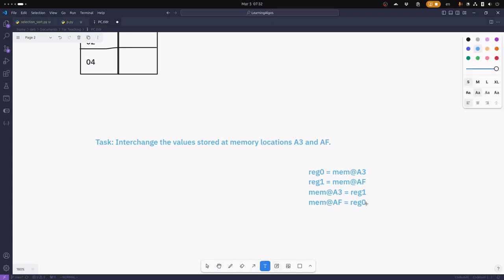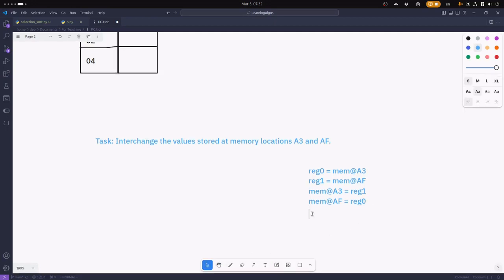After doing this, we have to stop the program, right? So that means halt. So these are our codes, and these are the instructions for us to understand what's going on and what to do.